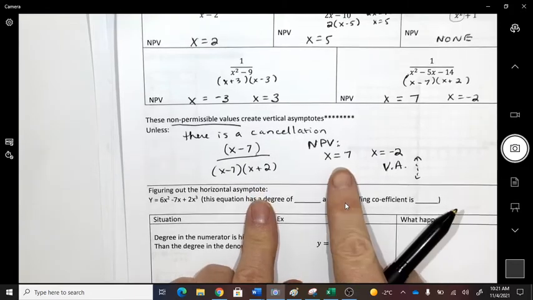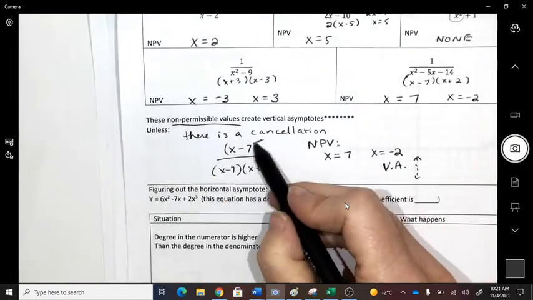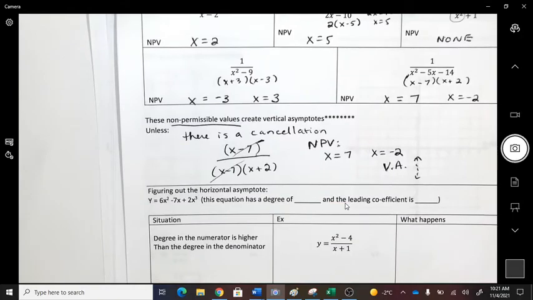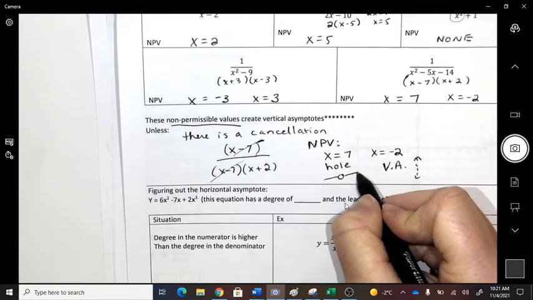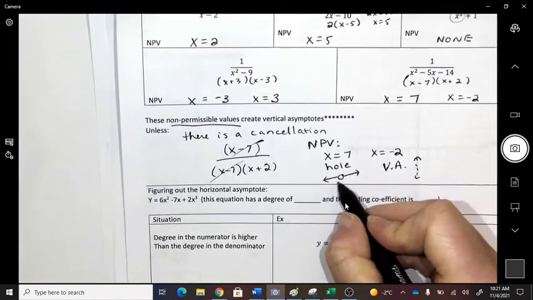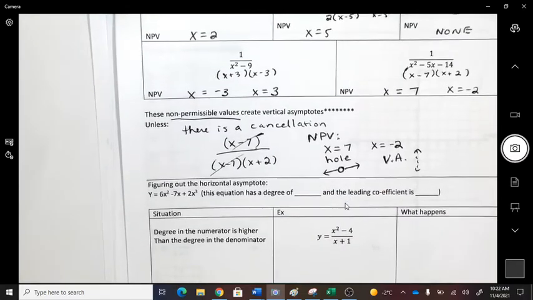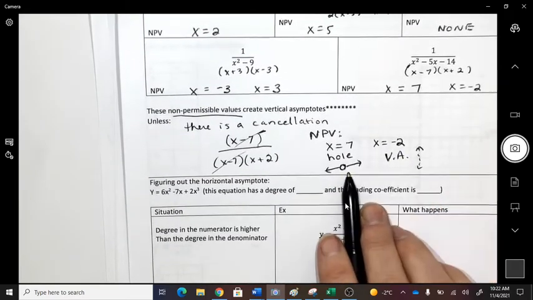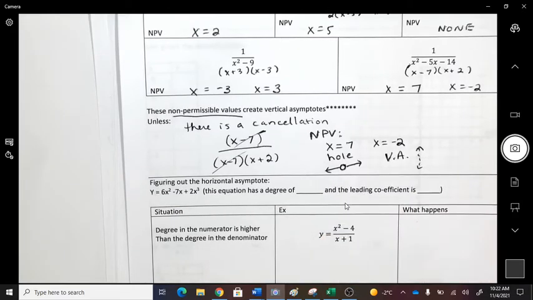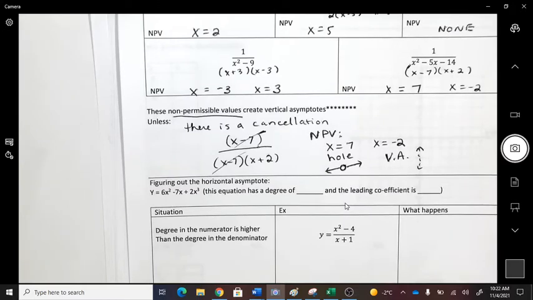But do you notice how this one could have canceled away? So it's going to create a hole. So if I'm graphing, I would just draw something like that to say there's a hole there. You got to skip over that x value. So you're not allowed to be that x value, you're not allowed to be that x value, but this one creates a hole in your graph instead of an asymptote. Okay? All right, that is the vertical piece of it.